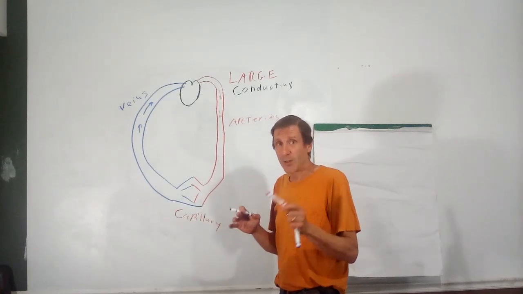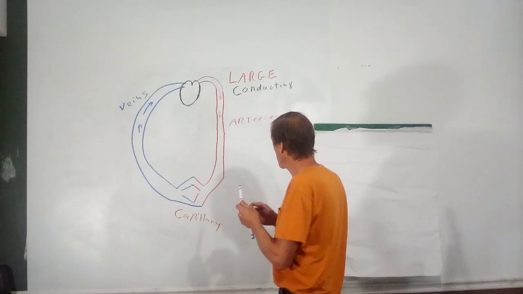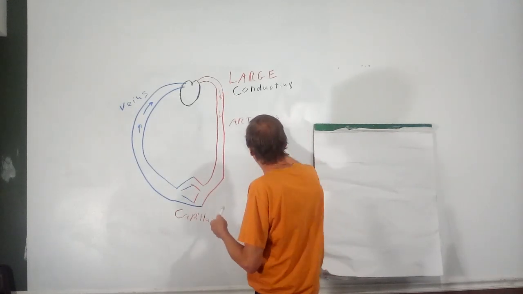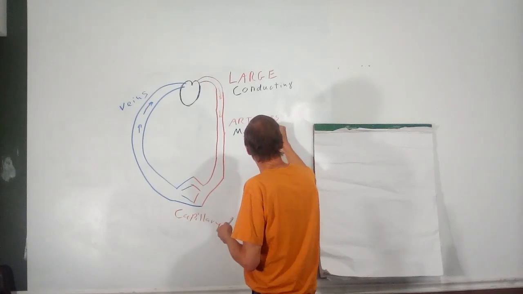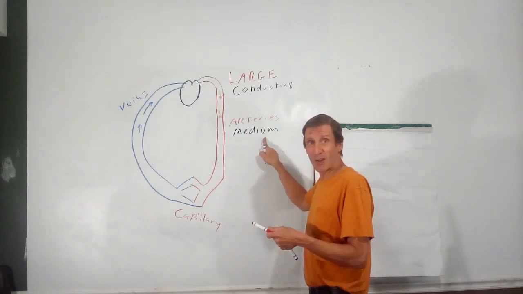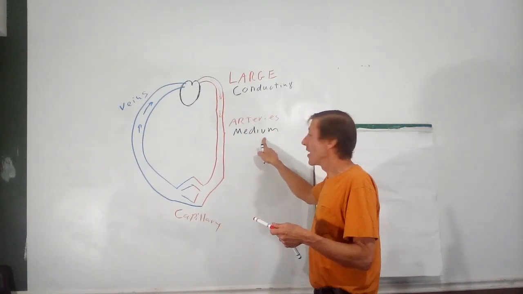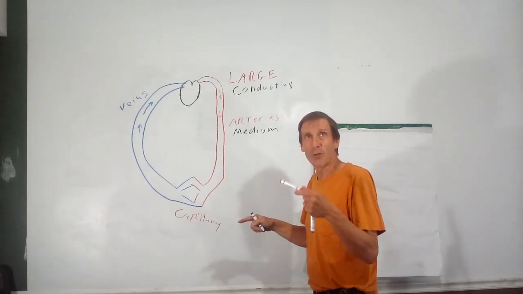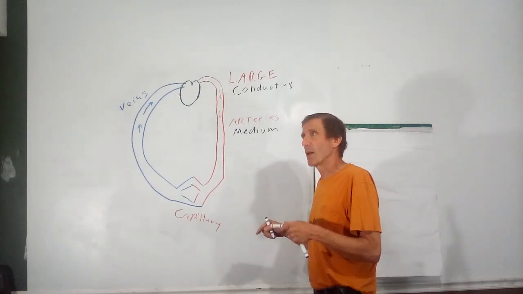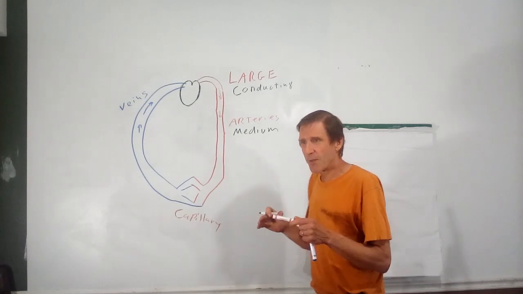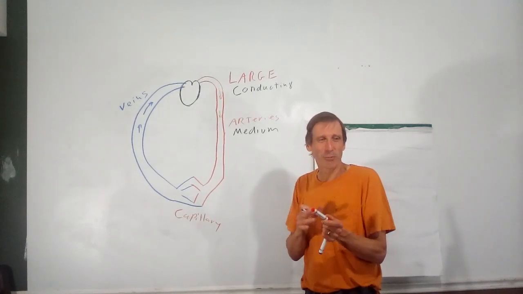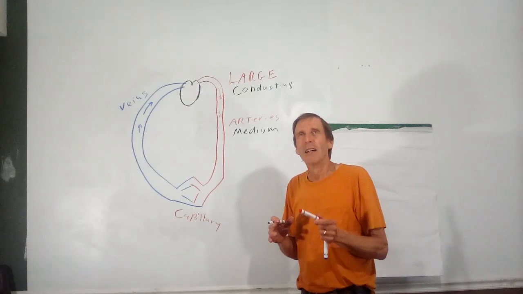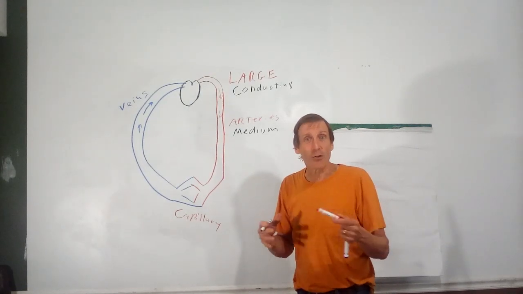Now, the next size, you might have guessed, after the large arteries will be the medium-sized arteries. Very creative, yes? They're sometimes also called distributing arteries. They're sometimes called muscular arteries. The reason for that is these medium-sized arteries, they're like the smallest ones we looked at in lab, like the radial and the ulnar. They control regional distribution of blood flow.